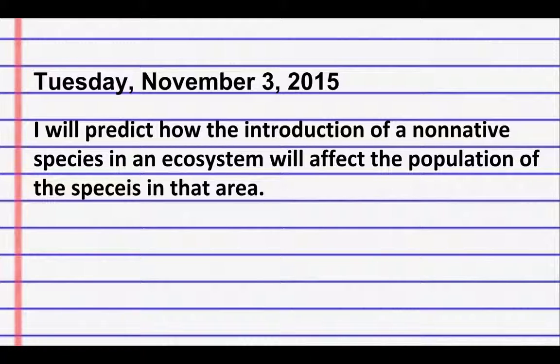Today's objective, make sure you're writing your objective at the second line of your notebook. You should be on a new page. Today's objective is I will predict how the introduction of a non-native species in an ecosystem will affect the population of the species in that area. You can pause this video as you need to write certain information down. But students, again, I will continue with the video.